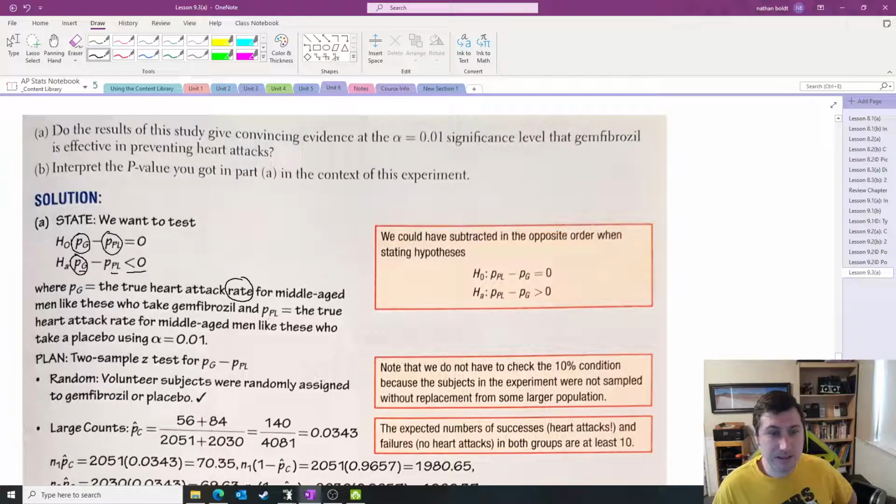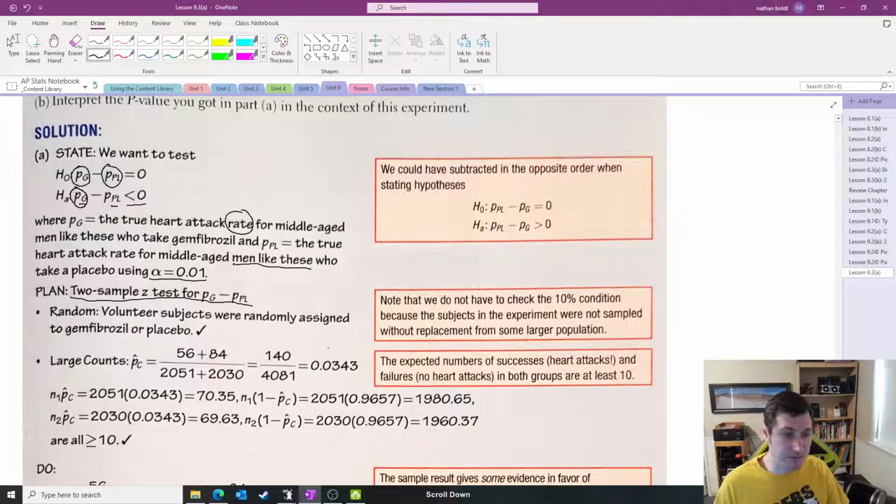And P sub PL is the true proportion for men like these. Ooh, I like this. Men like these. That's important in an experiment, right? Who take a placebo, using alpha 0.01. So they define the two variables. Plan: they're going to do a 2-sample z-test for P sub G minus P sub PL. All right, they use their variables there.